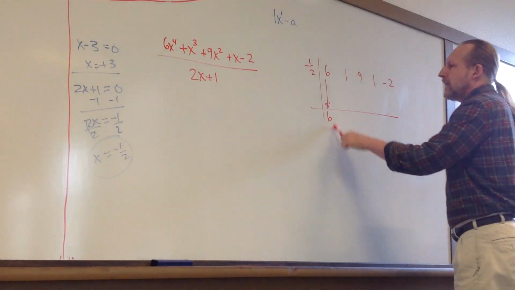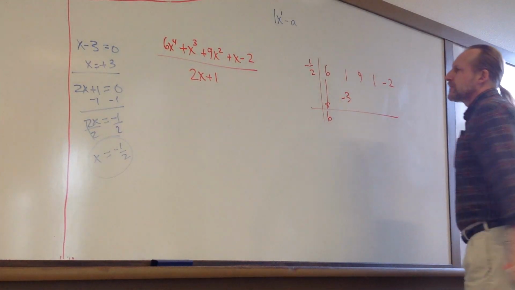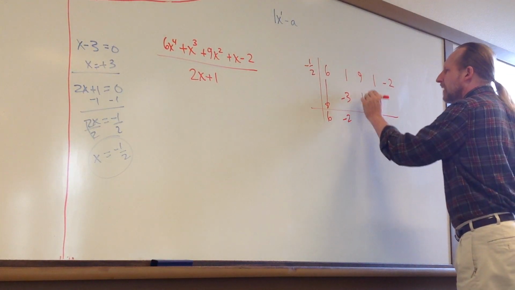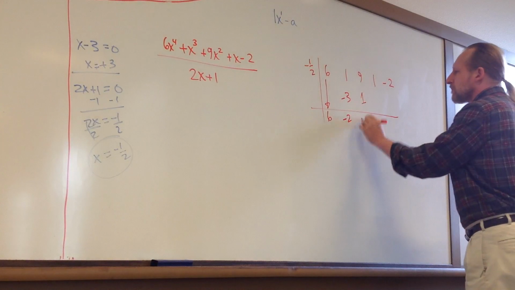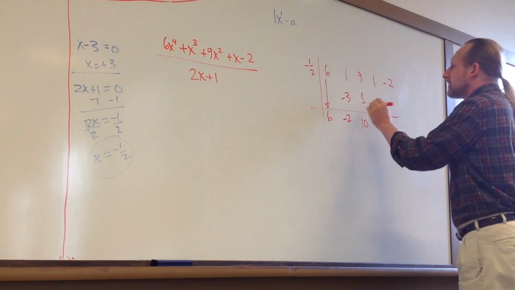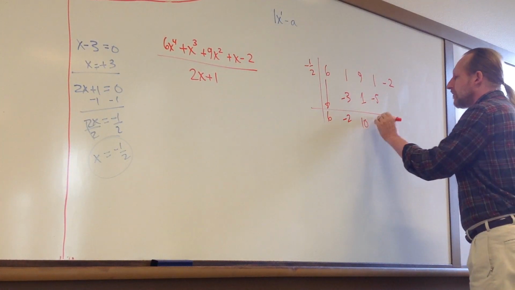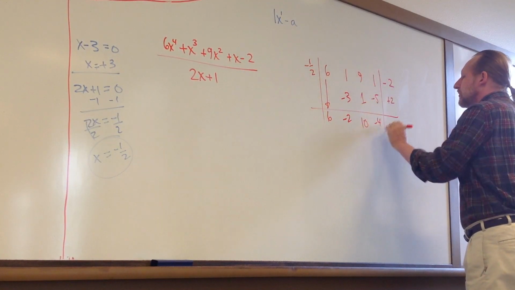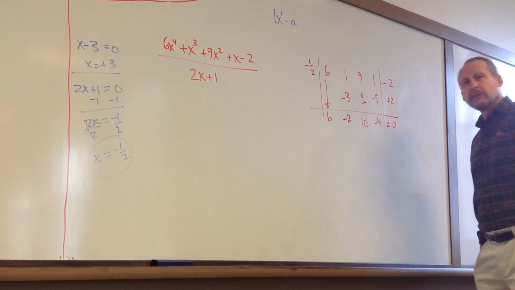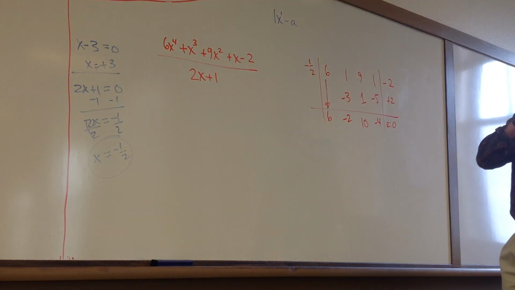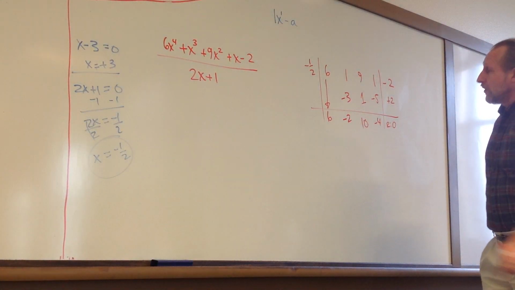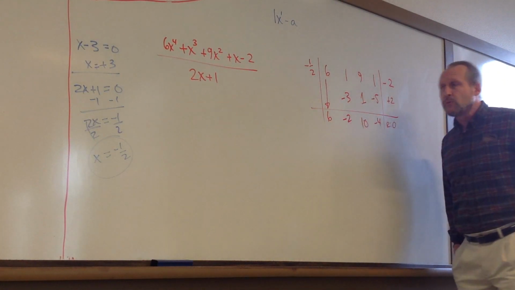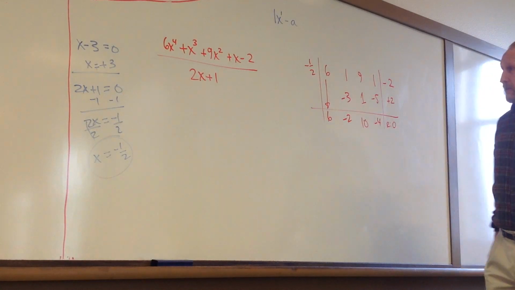6 comes straight down. 6 times negative a half is negative 3. That'll give us negative 2 times negative a half is positive 1. There's 10. 10 times negative a half is negative 5. Negative 4 times negative a half, positive 2. And so we get a nice 0 remainder here. Now, before I go on, notice that all of these numbers down here have a common factor equal to this denominator of 2 right here.